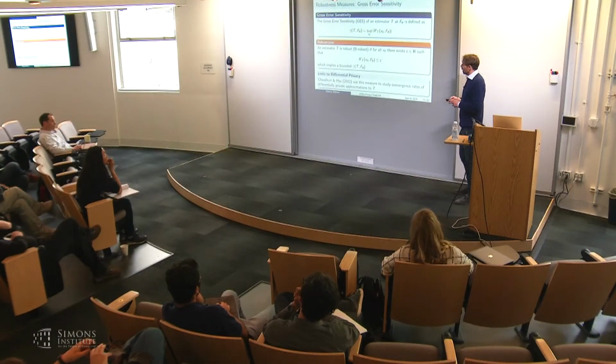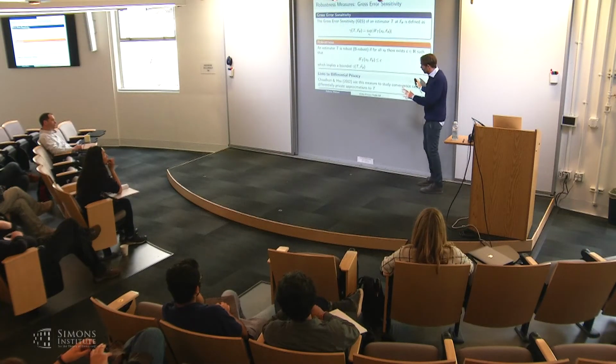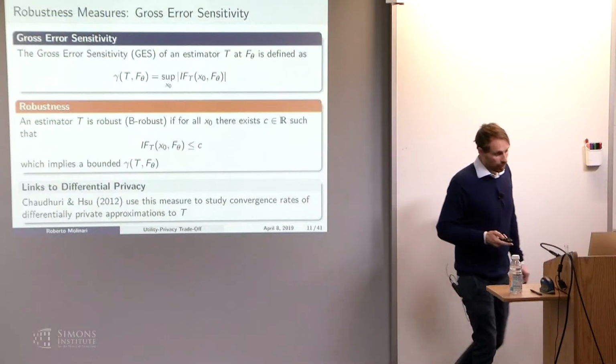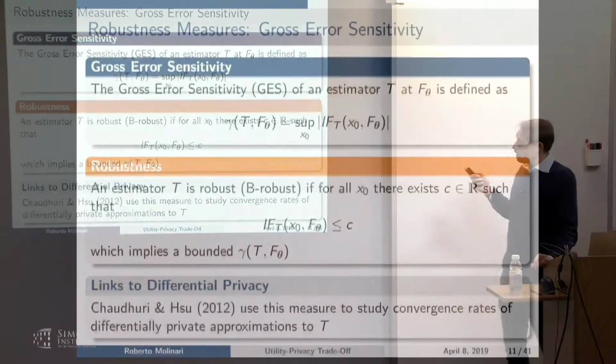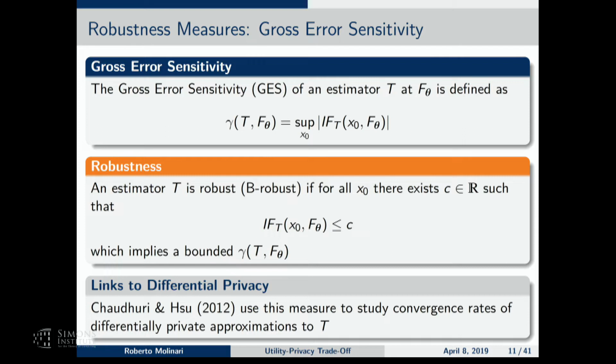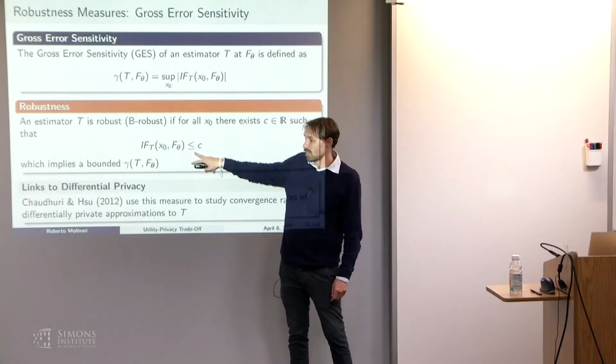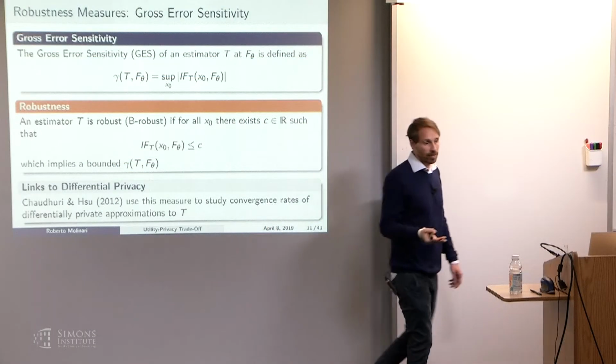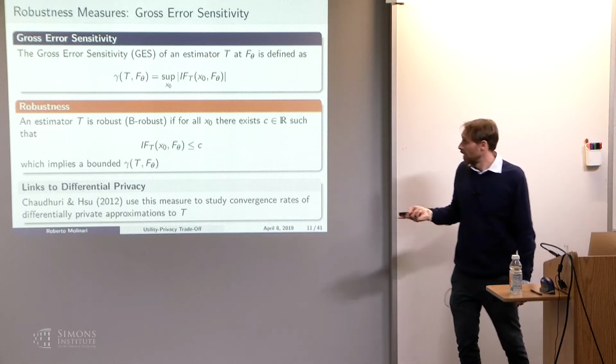Okay, so that's more or less the framework we're in, the background of robust statistics. Now, the idea is that for robust statistics, we want to define functionals T, statistics, or algorithms that respect this condition, i.e. whose influence function is bounded.